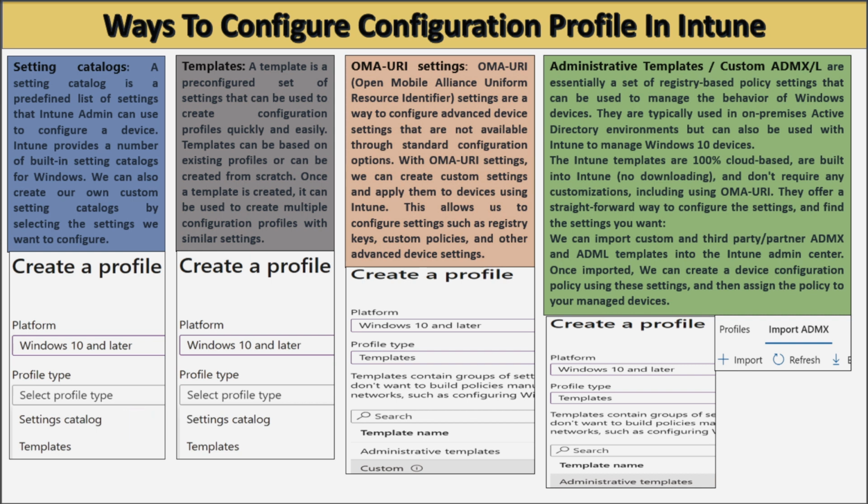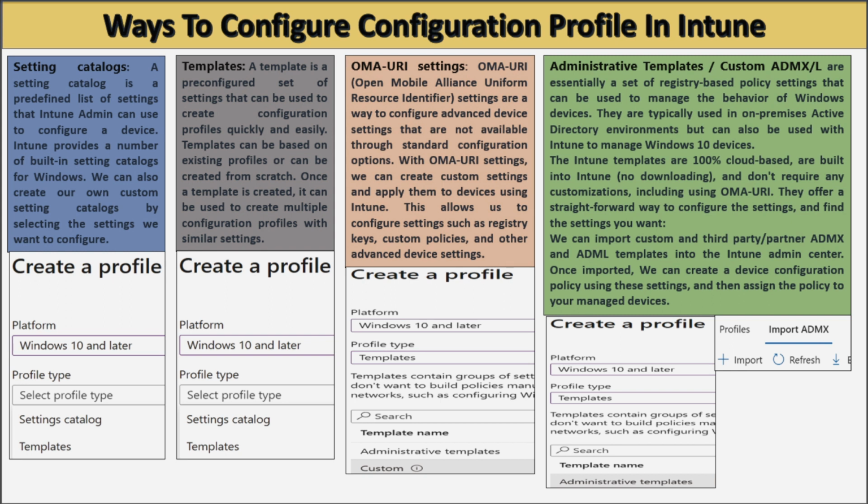Now the second way of configuring the configuration profile is to use templates. A template is a pre-configured set of settings that can be used to create a configuration profile quickly and easily. Templates can be based on an existing profile or can be created from scratch. Once a template is created, it can be used to create multiple configuration profiles with similar settings.